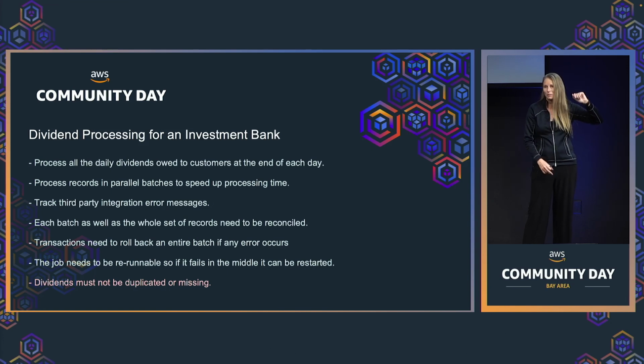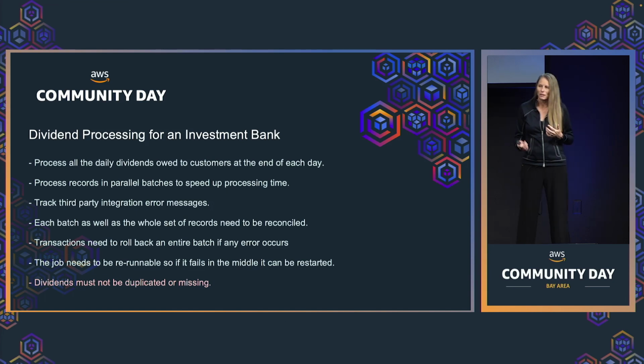Another one was dividend processing, where there was a huge list of records that would process all the dividends to pay people their dividends each night in an investment bank, and turned that into a batch job process. It was already a batch job process, but I made batches of records that were processed in parallel to speed it up, and also fixed some reconciliation problems.